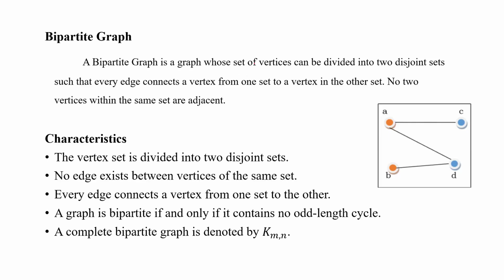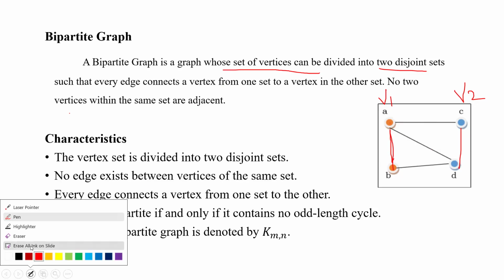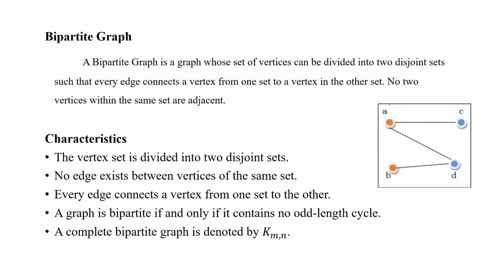Okay, what is a bipartite graph? Bipartite means a graph whose set of vertices can be divided into two distinct sets, vertex set 1 and vertex set 2, such that every edge connects a vertex from one set to a vertex in the other set. No two vertices within the same set are adjacent. It won't join vertices in the same set; if it does, this is not a bipartite graph. We need to be clear on that. So a vertex in one set joins a vertex in the other set. That is the important thing.